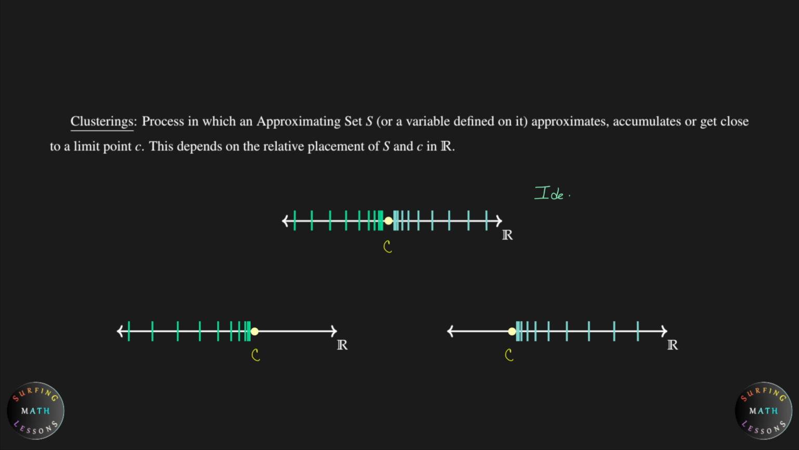The main idea we will use is the following. On each clustering process, we think about the variable x as moving along points of the approximating set S towards the limit point C. I will now proceed to explore a function's behavior during a clustering process throughout three different examples. Each of these examples will provide us with useful information on the key aspects we will need in order to make an intuitive definition of the concept of limits.